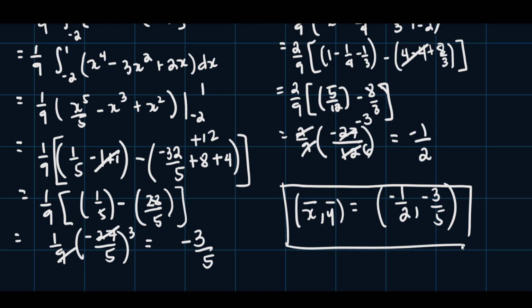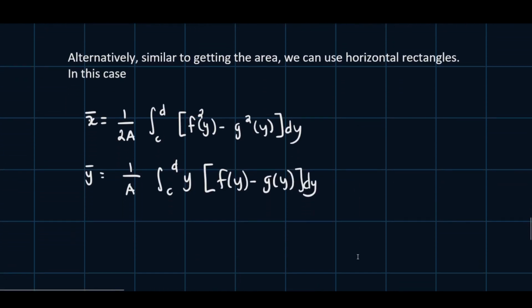Okay, now similar dun sa discussion natin sa area of a region, pwede tayong gumamit ng either vertical rectangles or horizontal rectangles. Na kapag horizontal rectangles yung ginagamit natin, ito yung magiging formulas natin. Okay? So kung mapapansin nyo, these are functions in terms of y. Tapos, technically, parang pinagbaliktad mo lang yung x bar saka yung y bar.